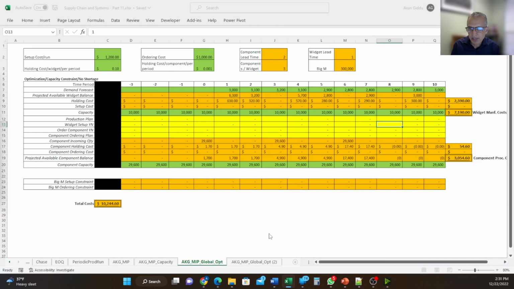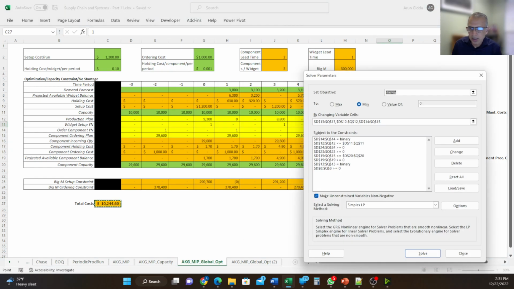Also, we added the constraint. Okay, this is found. Let me say okay to that. So we also have the constraint that we cannot order more than 29,600 sub-assemblies in a week. And we still have the manufacturing limit of 10,000 per week. So now let's see what Solver has done.